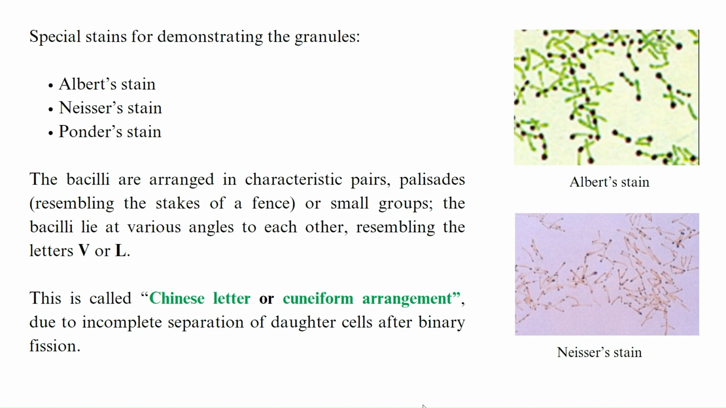The bacilli are arranged in characteristic pairs, palisades resembling the stakes of a fence, or small groups. The bacilli lie at various angles to each other, resembling the letters V or L. This is called Chinese letter or cuneiform arrangement, due to incomplete separation of daughter cells after binary fission.